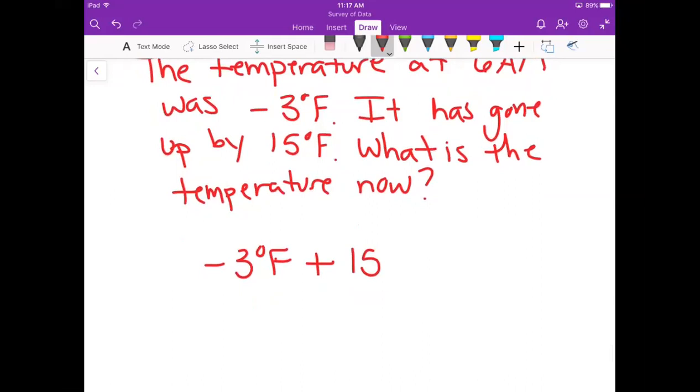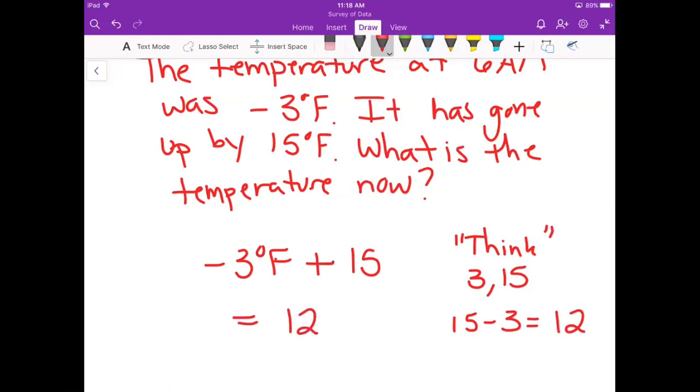I'm adding a negative number plus a positive number. So what do I think? I think, okay, I need to think about the absolute values. I've got the numbers 3 and 15. They're opposite signs, so I must subtract the larger minus the smaller. 15 minus 3 is 12. So my final answer here is 12, but is it positive or negative? 15 was positive in the original problem. That means my final answer should be positive, and make sure you put the unit on it because we're talking about it in context. So the temperature now is 12 degrees Fahrenheit.